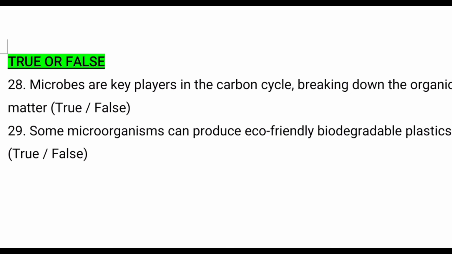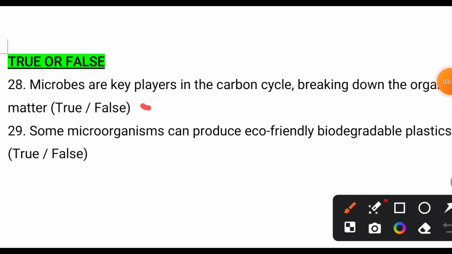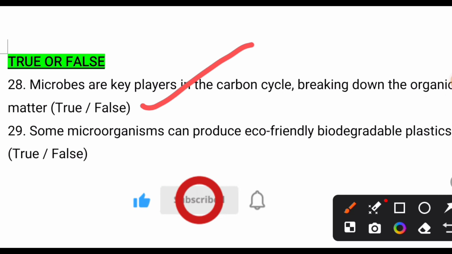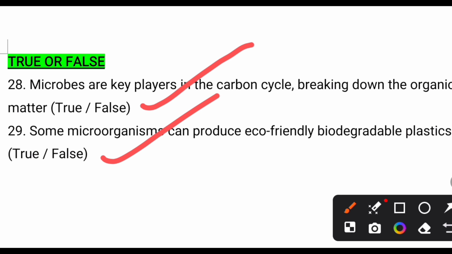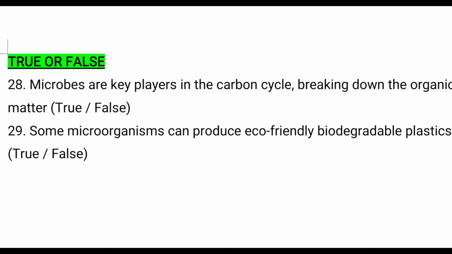So let's see the next question. Microbes are key players in the carbon cycle, breaking down the organic matter. Yes, microbes play a very important role in breaking down complex organic matter into simpler substances. Yes, it is a true statement. Some microorganisms can produce eco-friendly biodegradable plastics. Yes, this is also a true statement. So they produce eco-friendly biodegradable plastic. Okay, so these are the questions.